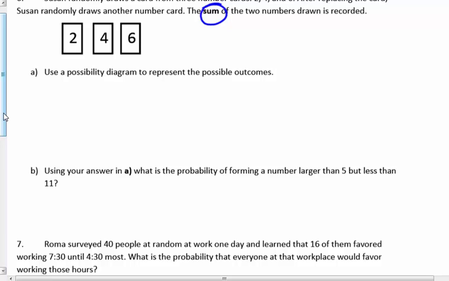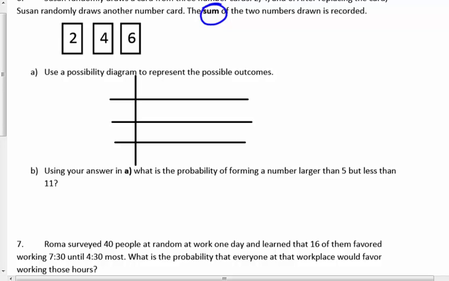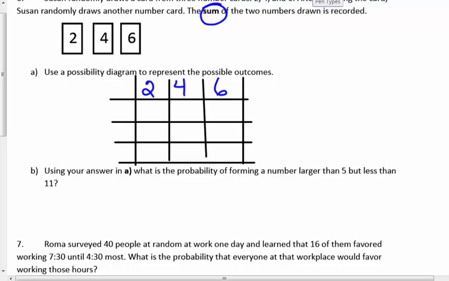You have rulers. You could make it with a nice ruler there. I just might make it with a ruler here. So I have the possibility of getting a 2, a 4, or a 6. Okay, so I can get a 2, a 4, or a 6 on both of my draws.